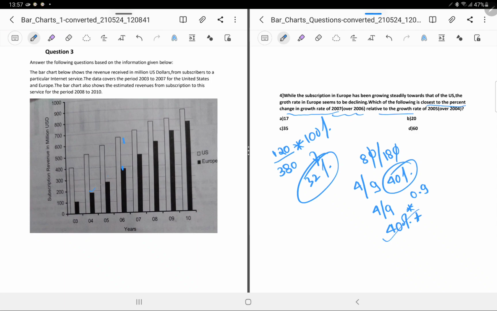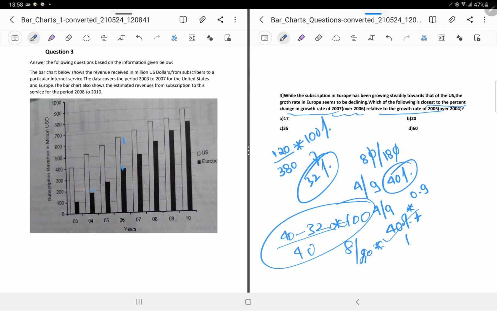Okay, so what they are asking is relative to the growth rate of this. I think they are asking something like this. So 40 minus 32 upon 40 into 100 relative to the growth, na? Yes. So this would come out to be 8 by 40 into 100. This would be 1 by 5. This would be 20%. But I don't think that this would be 20%. Why it won't be 20% is because see, it is something 44, 40 plus. So this won't be 17, this won't be 20. Doesn't seem that it would be as high as this. So I think 35 is the answer.